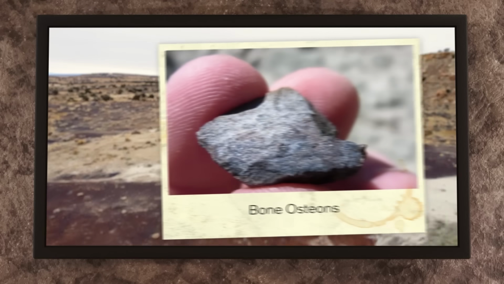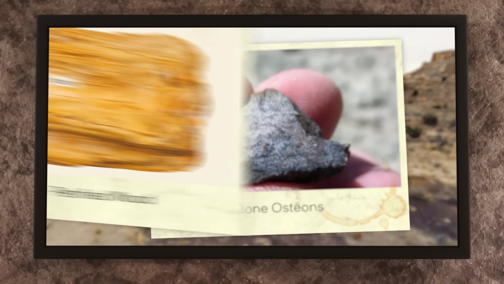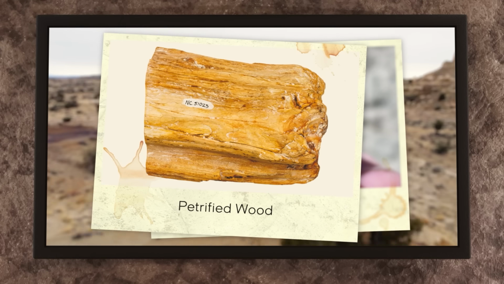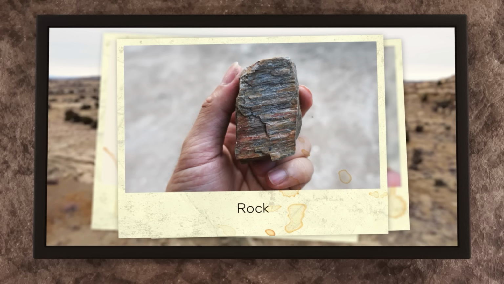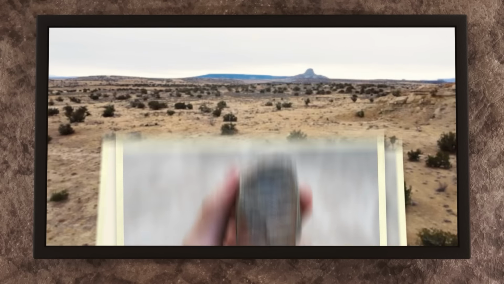Today we're going to look at bones and how you can know that what you found is in fact a fossilized bone. Imagine you're wandering around in the desert and you find something that appears to be a bone. That doesn't necessarily mean that it is what you may think it is.